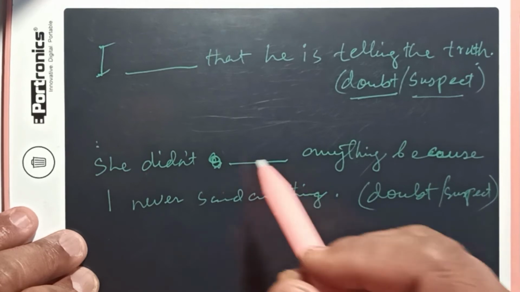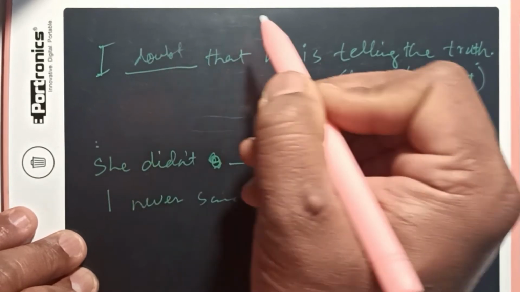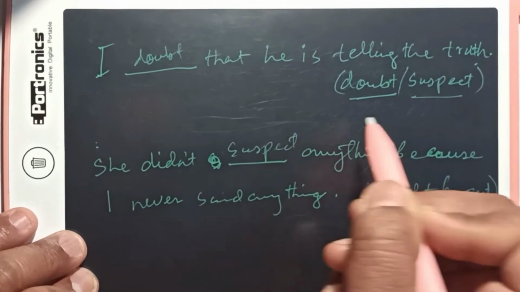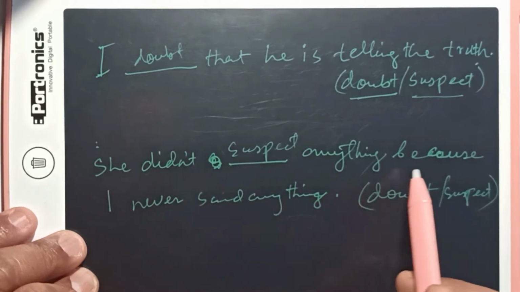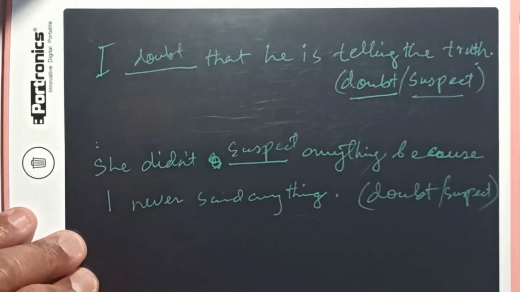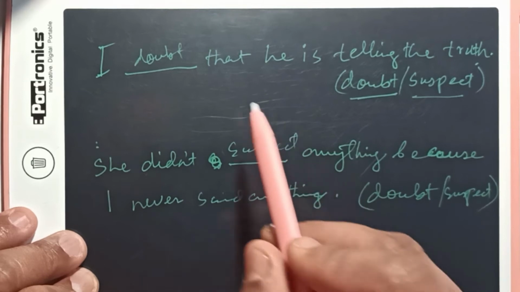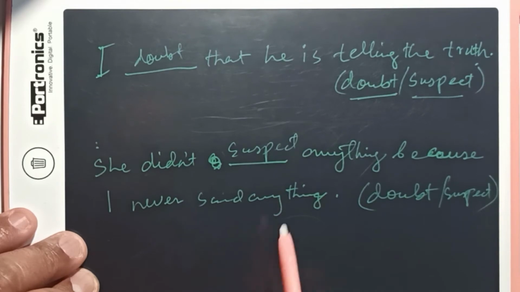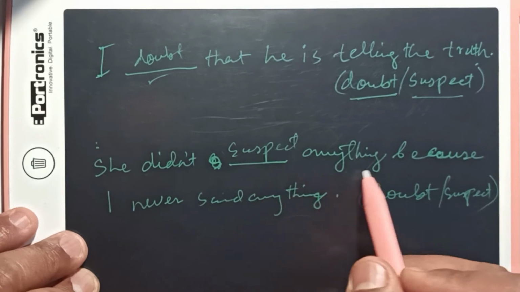Okay, so in this first case it is doubt, and in the second case it is suspect. I doubt that he is telling the truth. She didn't suspect anything because I never said anything. This is how you have to think about the situation of the sentence, and what is correct, what is right, you have to use it in the sentence. So in this case it is I doubt, in this case it is she didn't suspect anything because I never said anything.